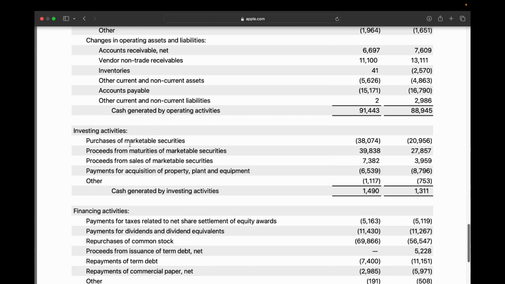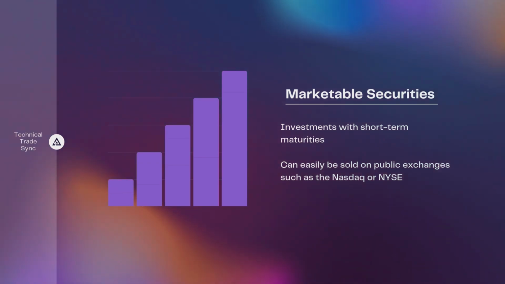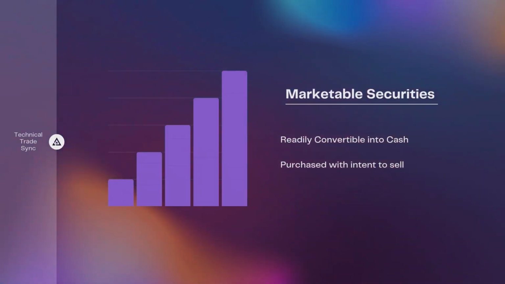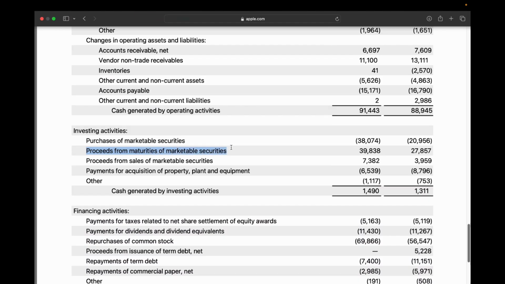Investing activities, you have marketable securities. This we discussed last video. There's anything that Apple can convert into their shares or anything into cash. This is proceeds from maturities of marketable securities. So it's securities that they had slated to sell due to the maturity period, the annuity period that they've set out for itself. Proceeds from sales of marketable securities. So what they've earned from selling their shares into cash. Payments for acquisition of property, plant, and equipment. Apple's expansion project in different parts of the world.